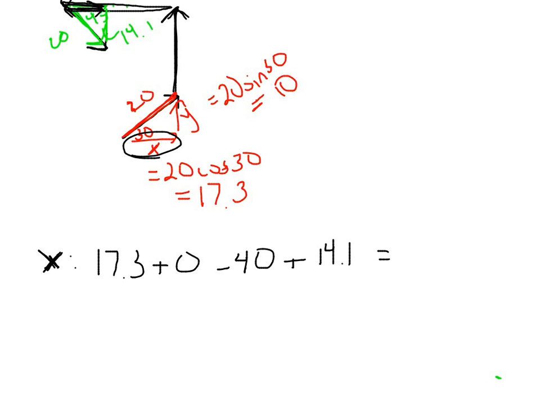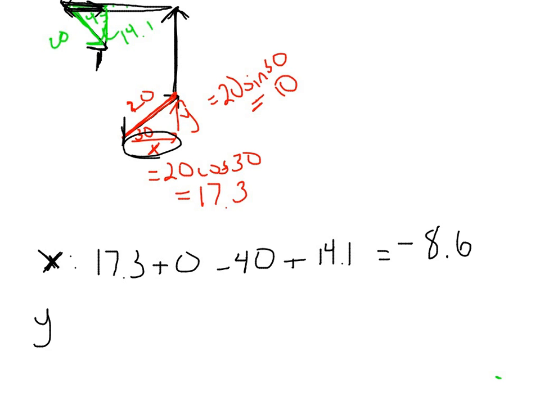So overall, I'm going to do all this math. I have 17.3 plus 0 minus 40 plus 14.1, and I get an x component of negative 8.6. If I look at the diagram, that makes sense because my finishing point over here is slightly to the left of my starting point, which is over here. So my x direction to the left should be negative.